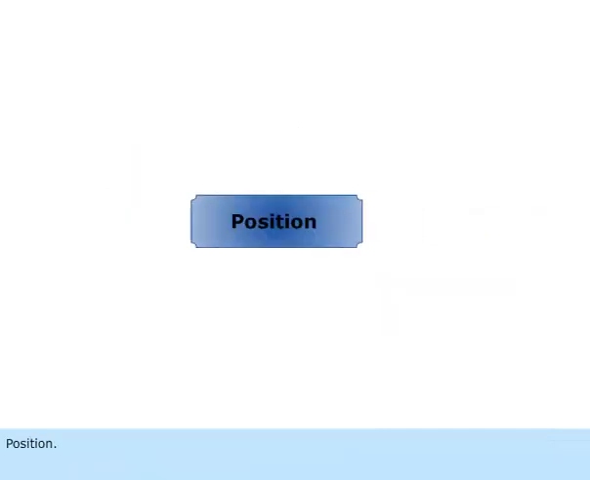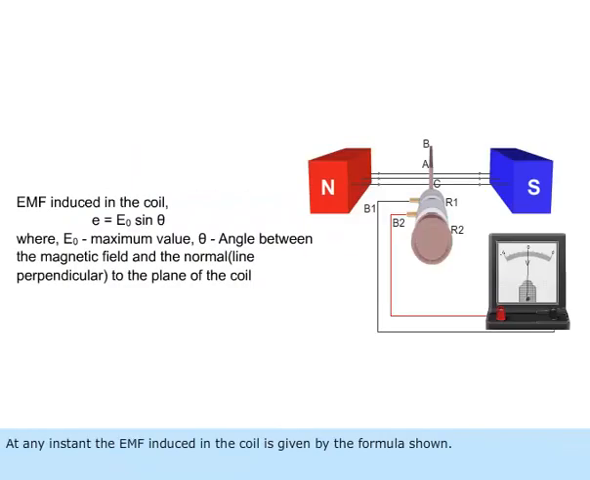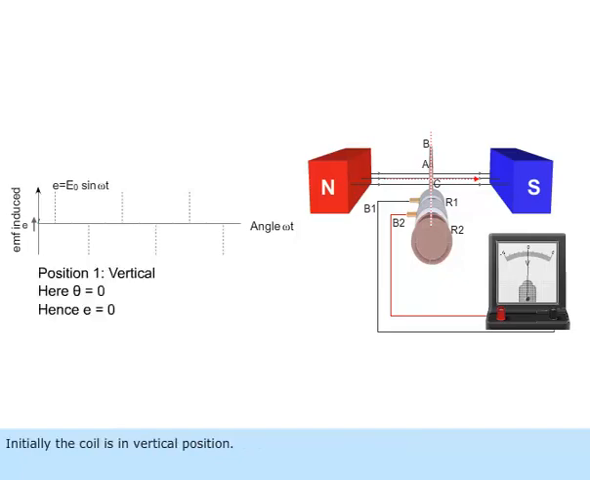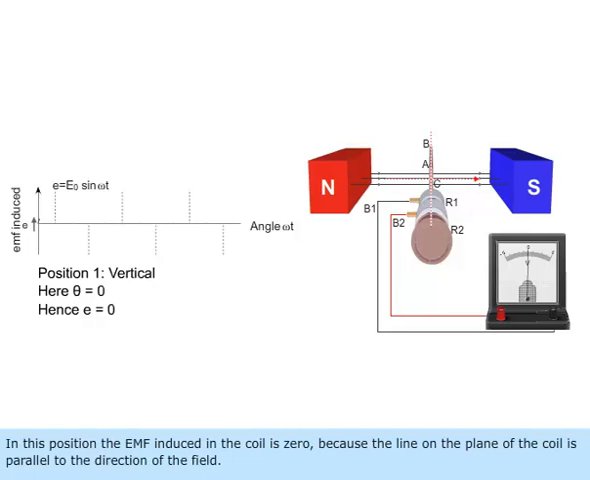Position. At any instant, the EMF induced in the coil is given by the formula shown. Now, let us see the different positions of the coil and induced EMF. Initially, the coil is in vertical position. In this position, the EMF induced in the coil is 0 because the line on the plane of the coil is parallel to the direction of the field.